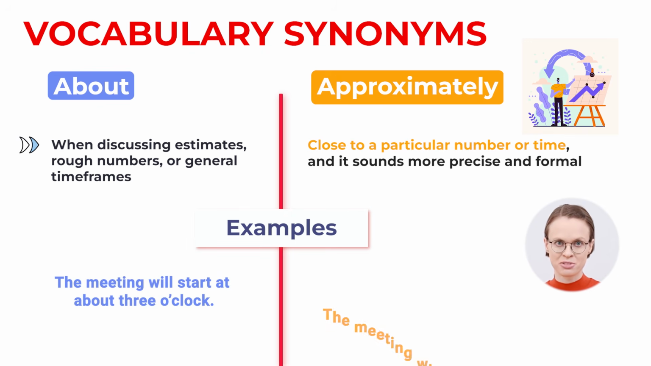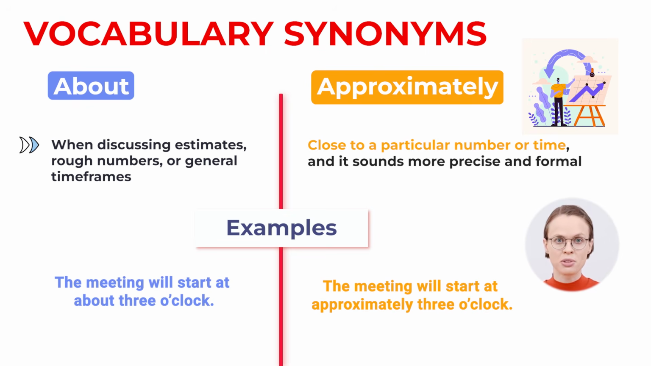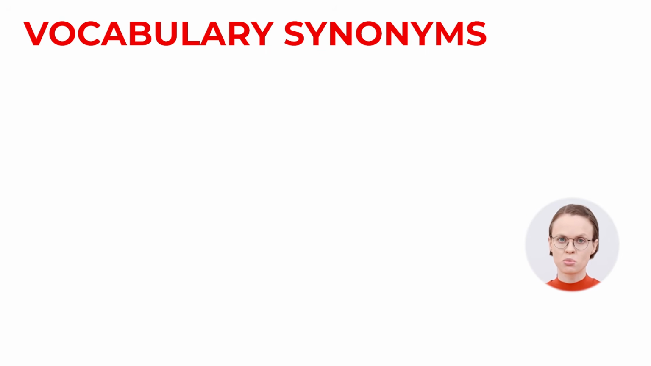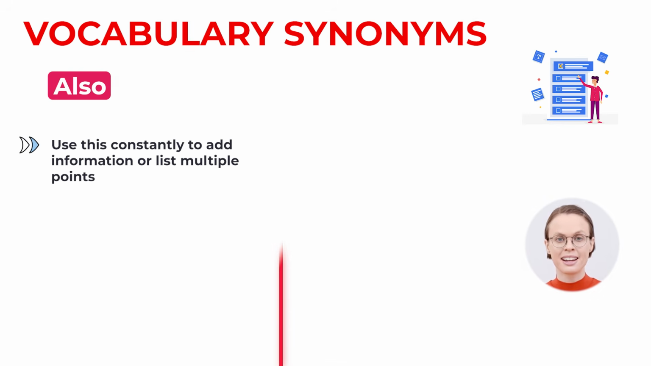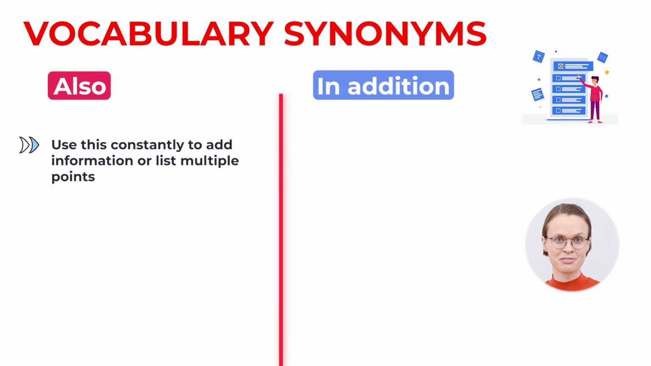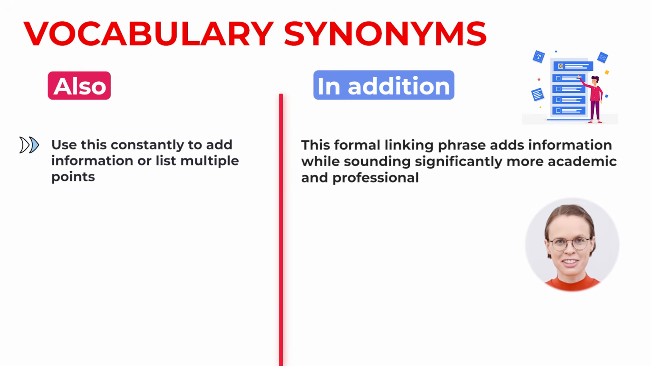Here's the upgraded version. The meeting will start at approximately 3 o'clock. Word number 20 is a linking phrase. Also, CELPIP candidates use this constantly to add information or list multiple points. A sophisticated alternative is in addition. This formal linking phrase adds information while sounding significantly more academic and professional.